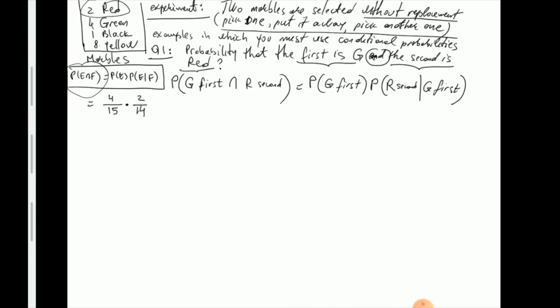So the probability that the second one is red, given that the first one is green, is going to be 2 over 14. And the product of the two is the probability of green first and red second. So if we simplify this a little bit, that's going to be 4 over 105.